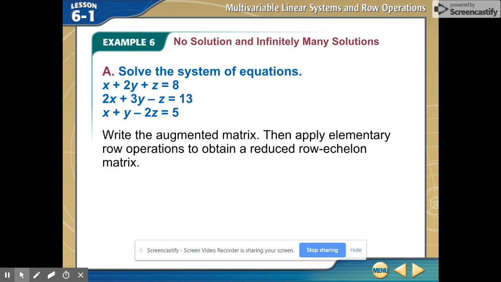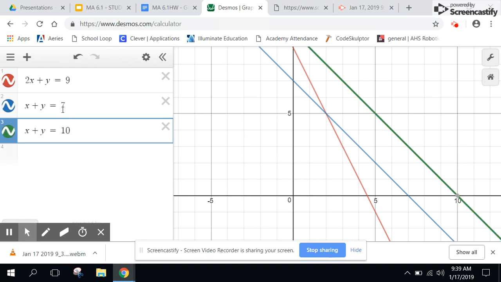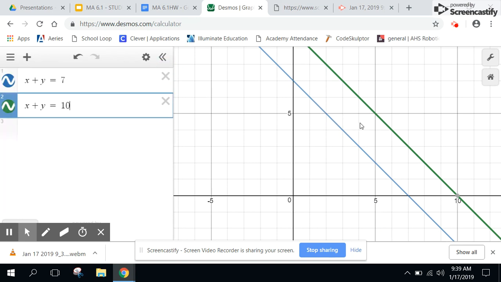All right. We're also going to look at what happens when we have no solution or infinitely many solutions. So if we go back to what that looks like on our Desmos graph. If I was to have x plus y equals 7, and then x plus y equals 10, and let's say we took this one out, these are never going to cross. There's no solution to that system of equations. There's no 2 numbers that add to 7 and then the same expression adds to 10.